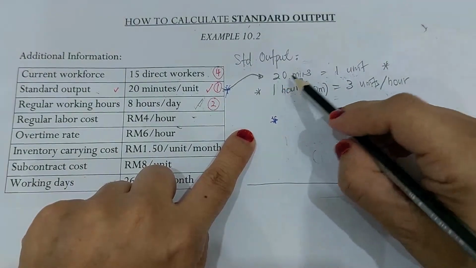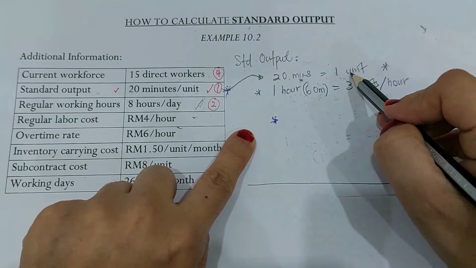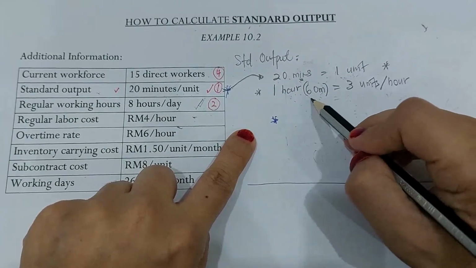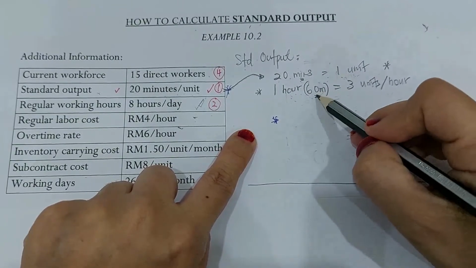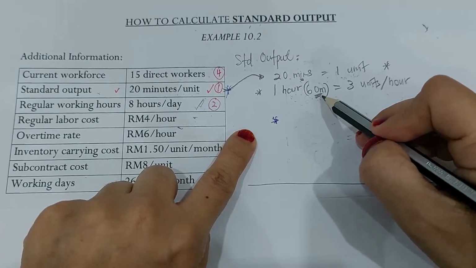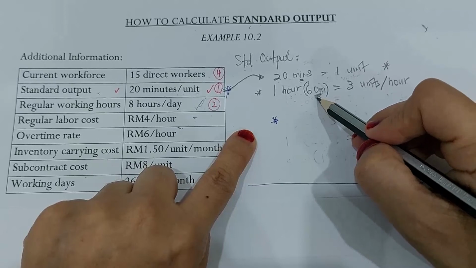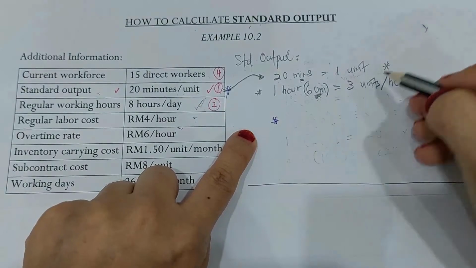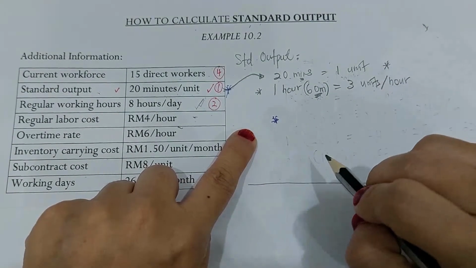Okay, daripada asalnya 20 minutes for 1 unit, we convert and make it per hour basis. That is 60 minutes. So this one will not be given lah. This one is already set, or you have to know it automatically. In 1 hour, there are 60 minutes. So in 60 minutes, 3 units can be produced.